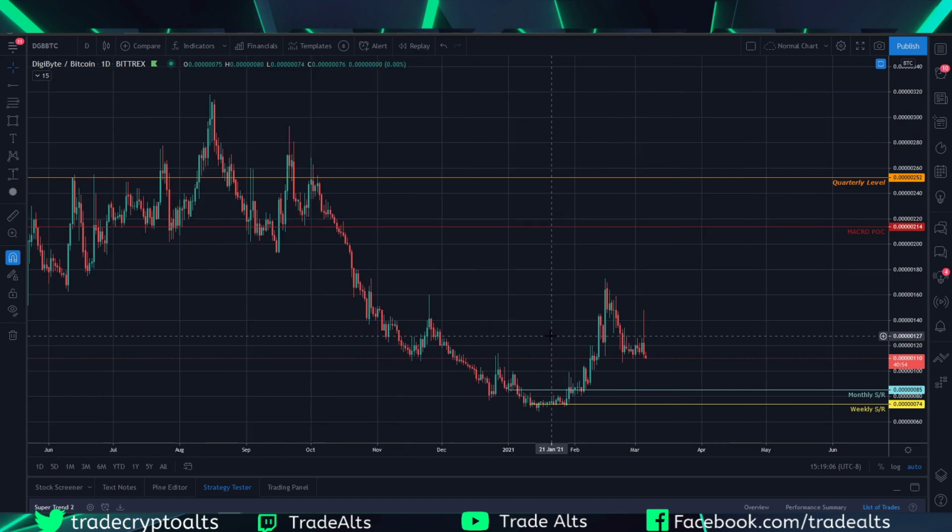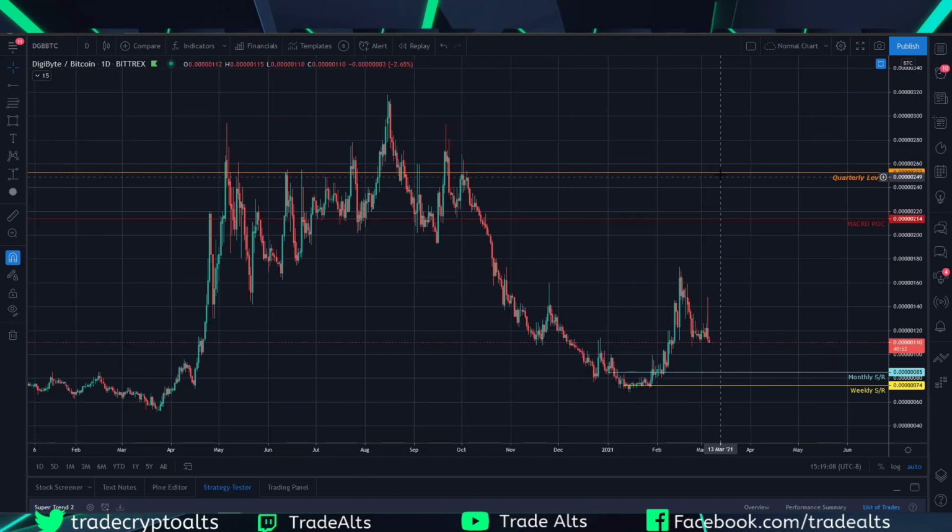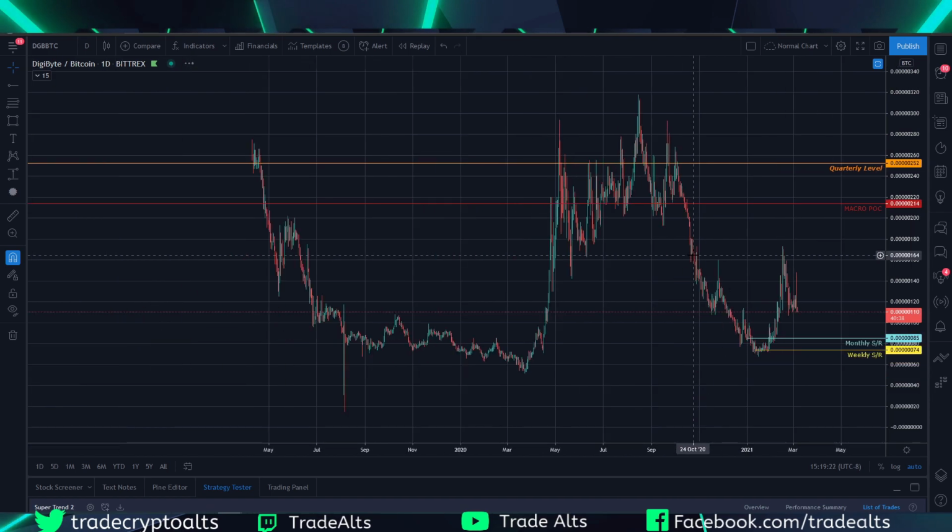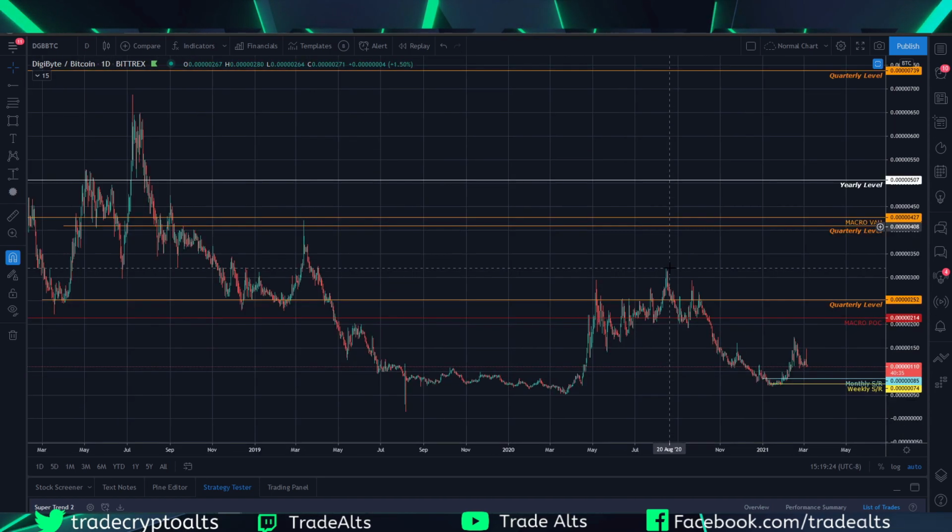But you can see there are quarterly levels. There are levels that populate that a lot of altcoins really don't have, because most of them are so new. But Digibyte, being one of those older alts that have been around for a while, actually has really higher time frame levels that populate, which is really pretty cool. And you can see they're pretty well respected.